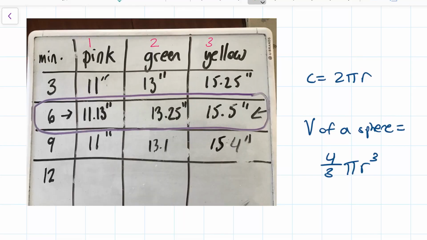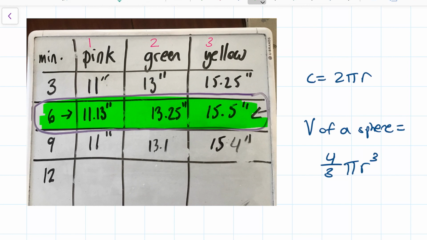So this is the data we just got. Now you'll notice that this data here, the one I had circled in purple, is the data that we're going to use. That's the maximum circumference. Why are we using the maximum circumference? Well, that's when we had the maximum amount of carbon dioxide gas in our balloon. And remember, we are ultimately trying to measure the grams of carbon dioxide gas.